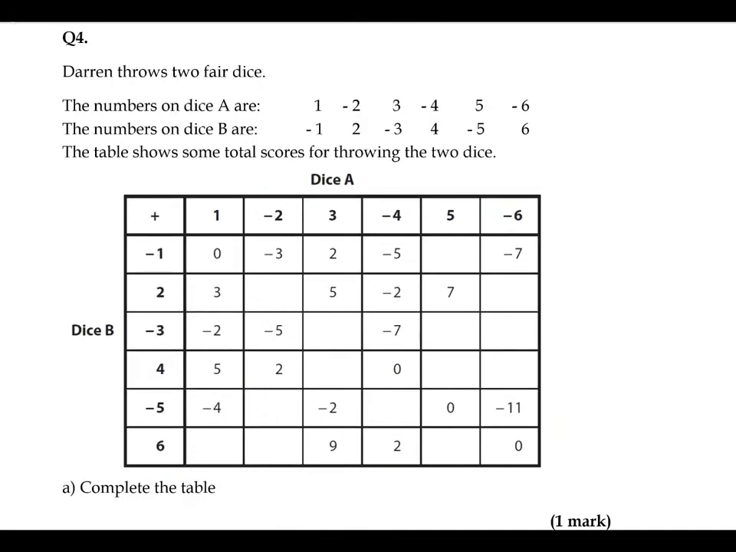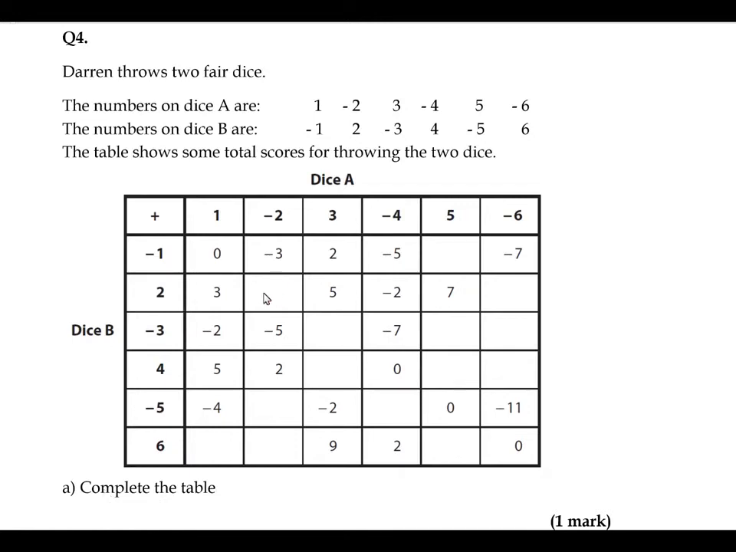Question 4. Darren throws 2 fair dice. The numbers on dice A are 1, -2, 3, -4, 5 and -6, and the numbers on dice B are -1, 2, -3, 4, -5 and 6. The table shows some of the total scores for throwing the dice, so they've filled in some of them for you. So for example, 2 plus 1 is 3, -1 plus 1 is 0. And for 1 mark, they need us to complete the table.